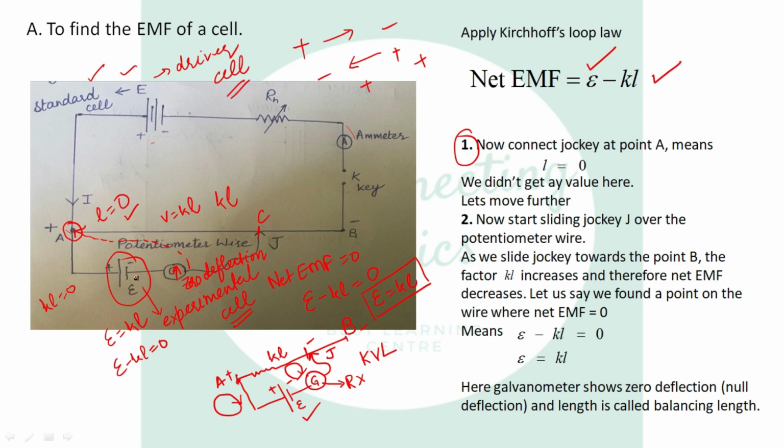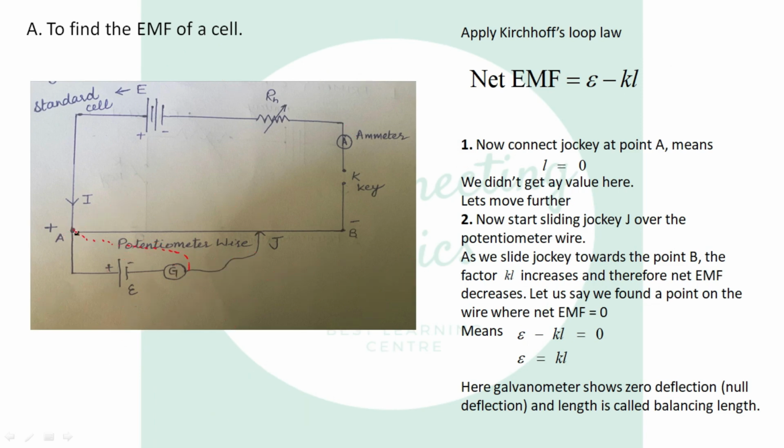Again I repeat: first of all, let us move the jockey to point A. At point A, L is 0, so we will get nothing. Let us move further. We will slide the jockey over the wire from A to B, and a point will come, let us say C, where net EMF equals 0. Means the galvanometer is showing 0 deflection, and no current is flowing through the circuit. So net EMF equals 0, that means E minus KL equals 0, so E equals K into L.